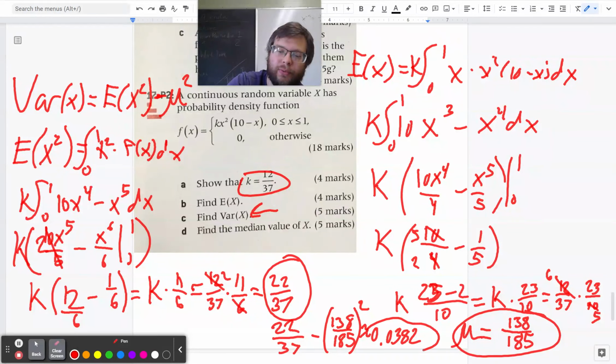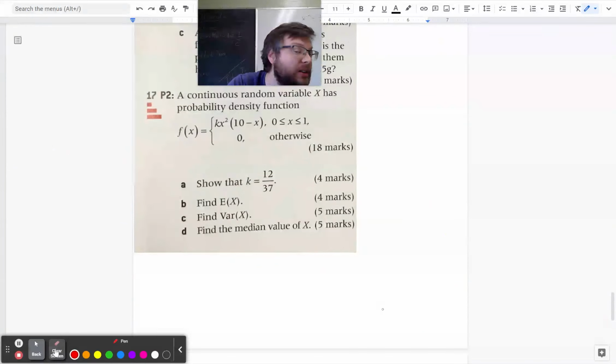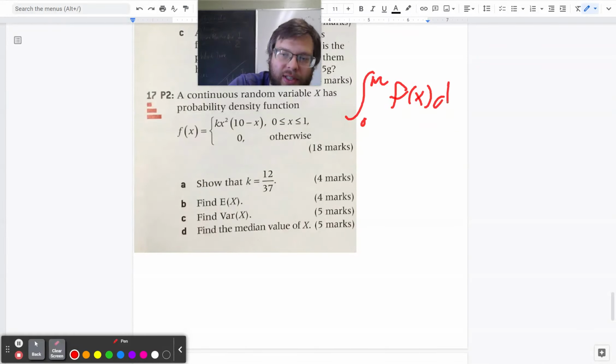Great. Okay, so for what it's worth, there it is. Last one, finding the median value. The median is just where 50% lie below and also 50% lie above. And so there's actually two ways you could do it. You could say that the median is the m value where we go from 0 to m of f of x dx, and that gives us 0.5. But that should also be equal to going from m to 1 of f of x dx.